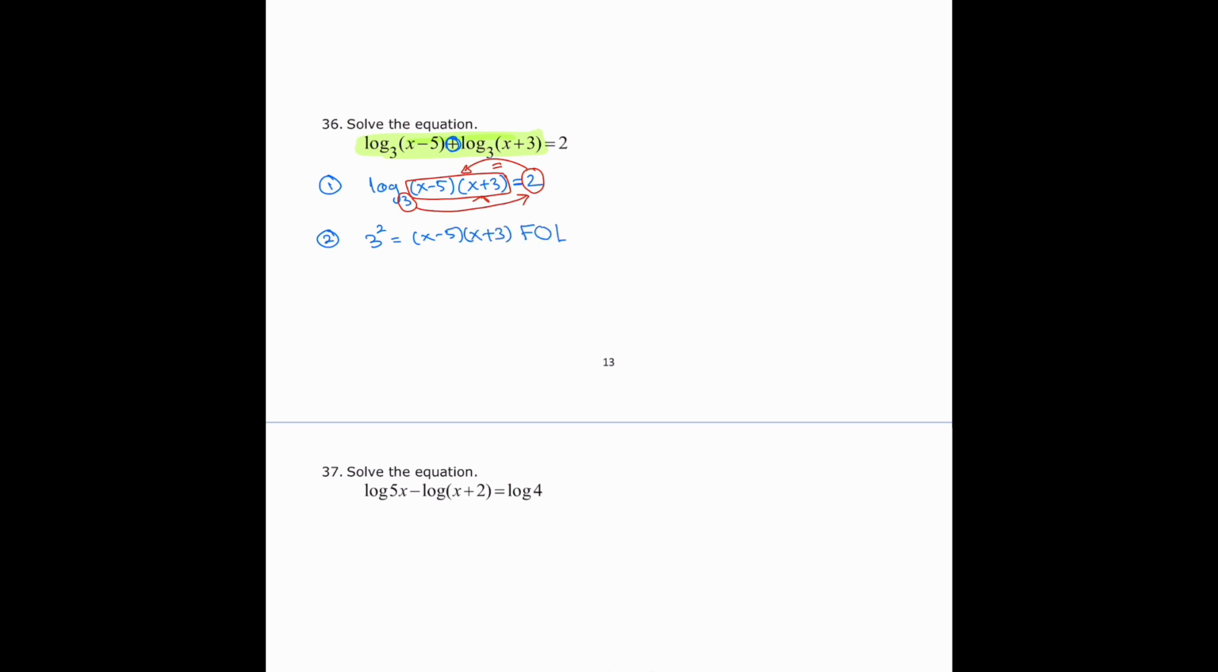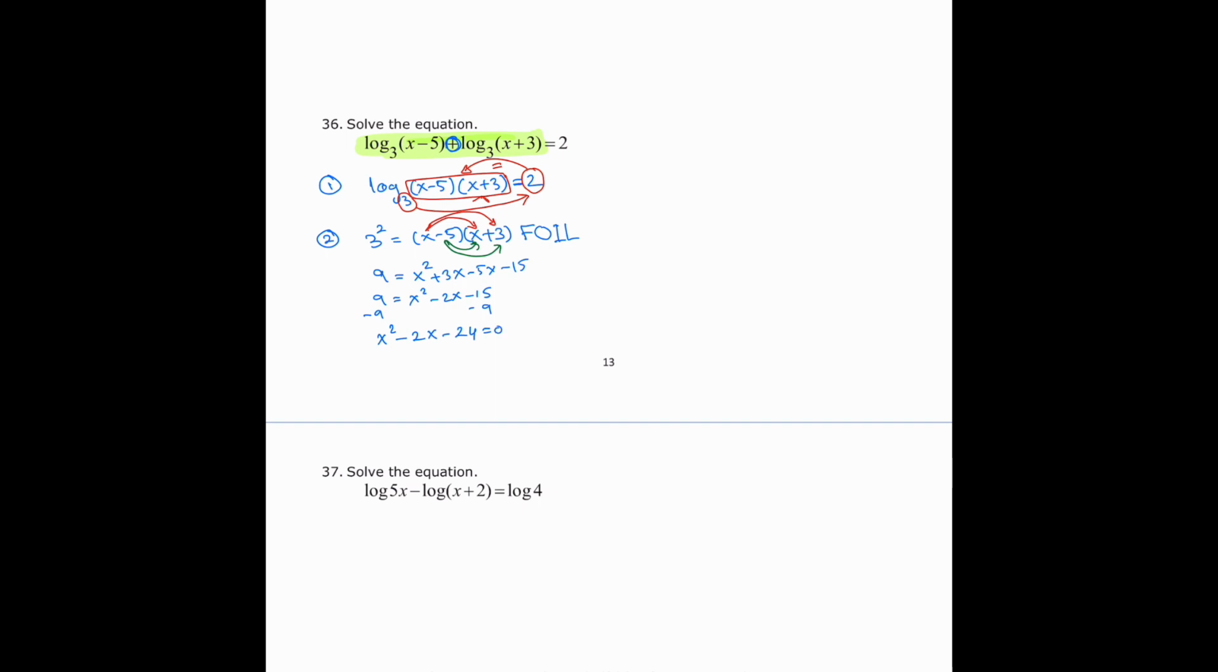You're going to FOIL this. How do you FOIL? First times first and first times last. And then you're going to take the inners and then outers. So you get 9 equals x squared plus 3x minus 5x minus 15. You get 9 equals x squared, 3x minus 5x is negative 2x, minus 15. You're going to subtract 9 to turn it into a quadratic. You get x squared minus 2x minus 24 equals 0.